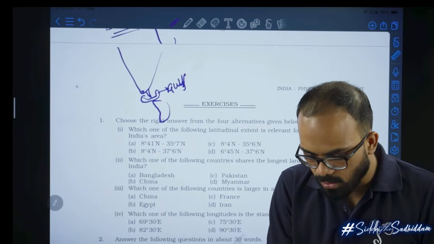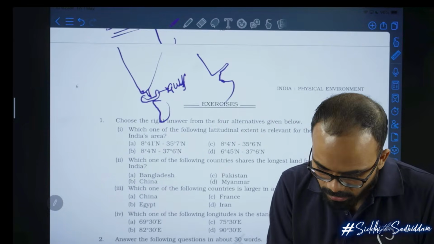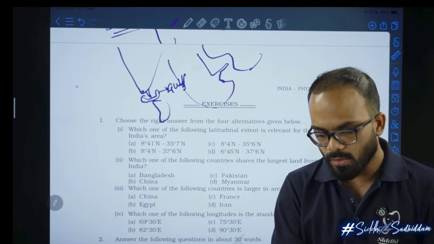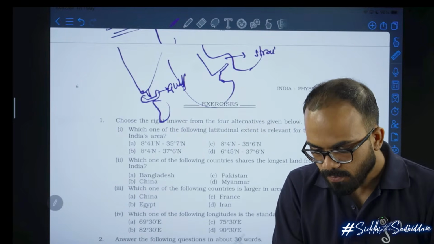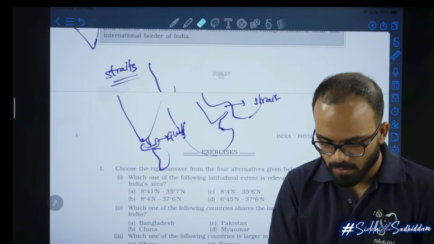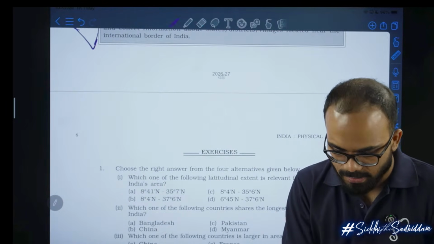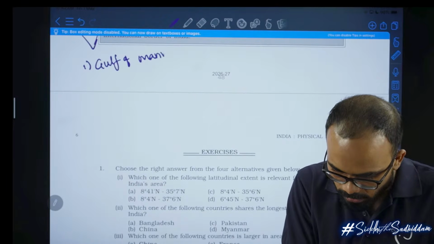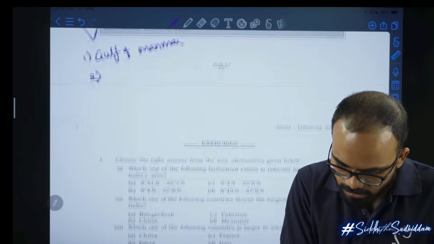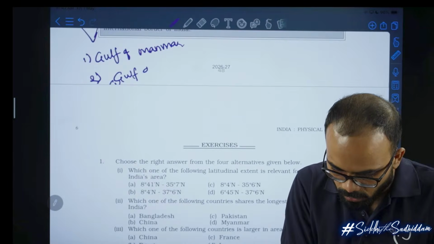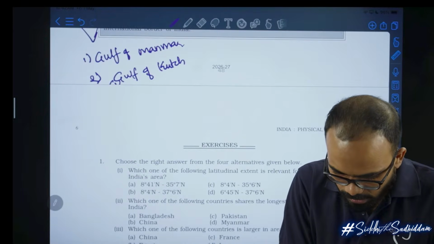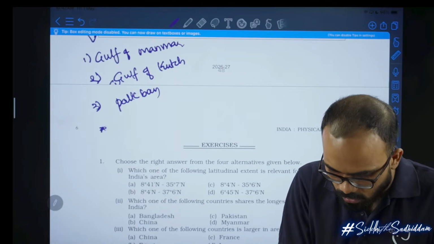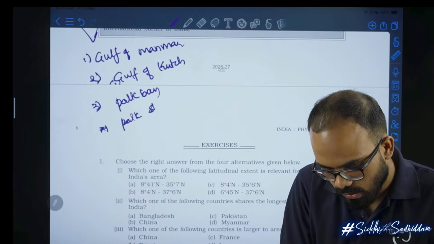Whereas between two land masses, if it is going to act as a choke point, you call this a strait. So from our exam point of view, there are certain gulfs in India that they can ask you. One, Gulf of Mannar. Second, Gulf of Kutch. They can ask you Pak Bay, right? They can also ask you Pak Strait.